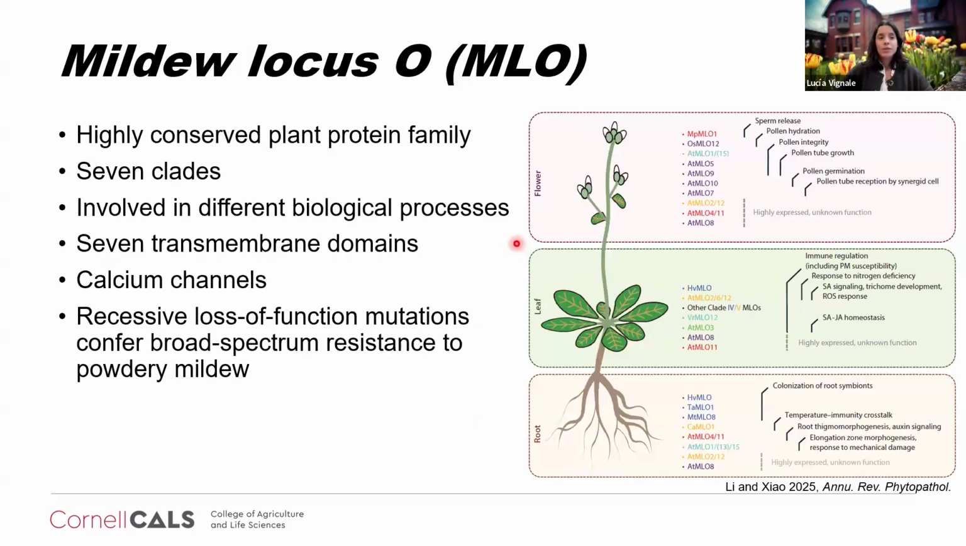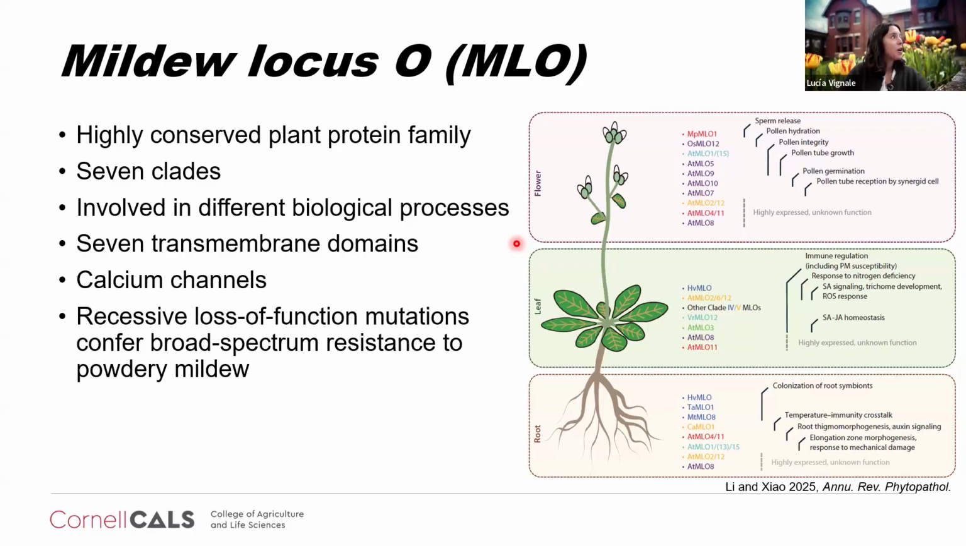I'm also going to introduce the genes that we're working with, which are Mildew Locus O, or Mildew Resistance Locus O, a highly conserved plant protein family specific to plants. There are 7 clades for these genes, and more or less the clades are involved in different biological processes. The proteins that they encode have 7 transmembrane domains, with the N-terminal part on the outside and the C-terminal part on the inside, which also has a calmodulin binding domain.